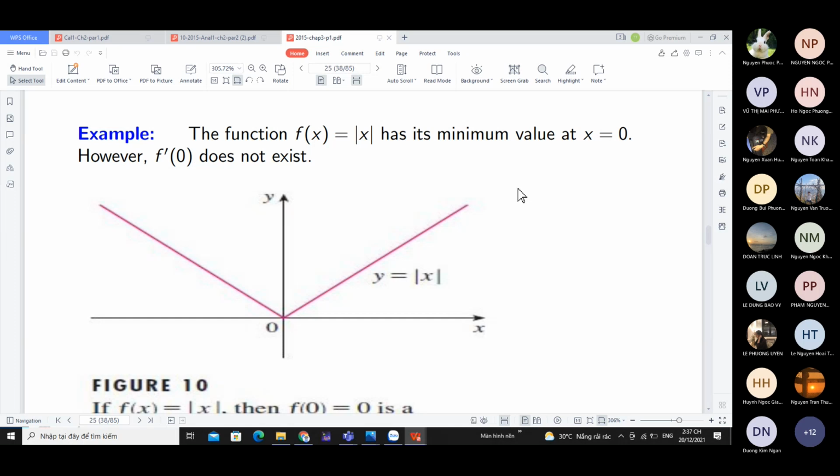A implies B. So B here is just a necessary condition for A. B does not imply A. A implies B. Okay?